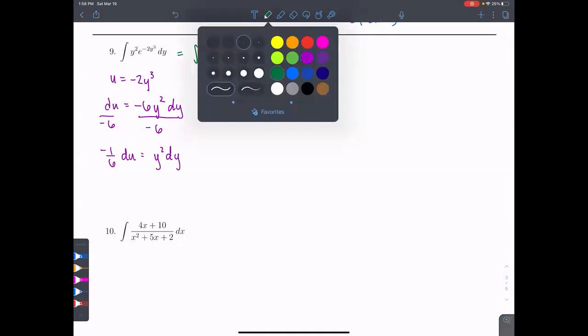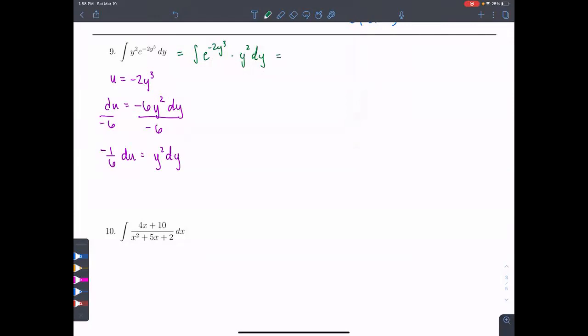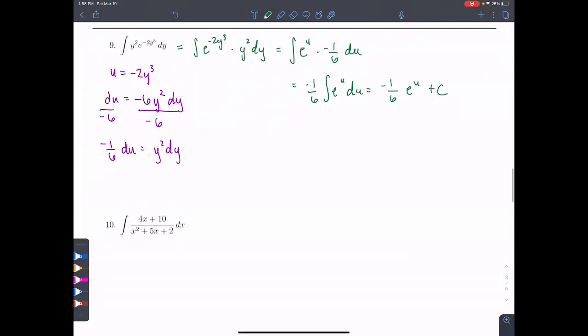So we have that this is equal to the integral of e to the u times negative 1/6 du. So negative 1/6 times the integral of e to the u du, which is negative 1/6 e to the u plus c. And then e to the u is e to the negative 2y cubed.